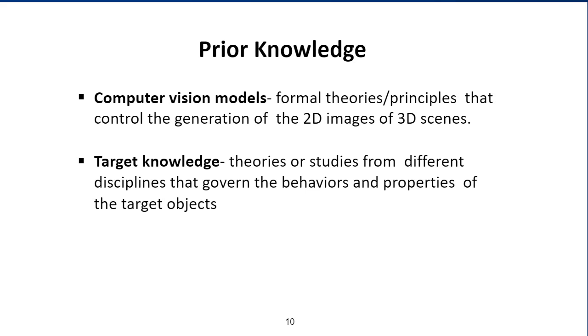The second is the target knowledge. This is the second source. Here we are interested in the theory and studies from different disciplines that govern the behavior and the property of the target object that we intend to predict or recognize. Again, here we are talking about generic, well-established theory and studies that are applicable to different objects, different situations and different domains. So first, let's look at the computer vision models.